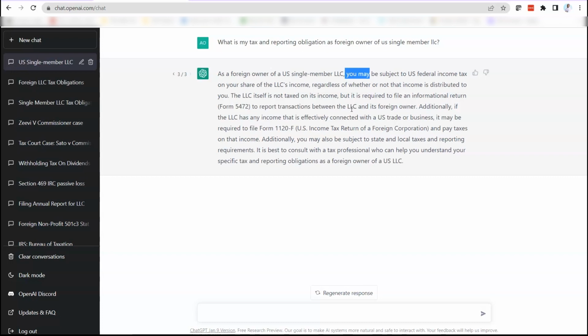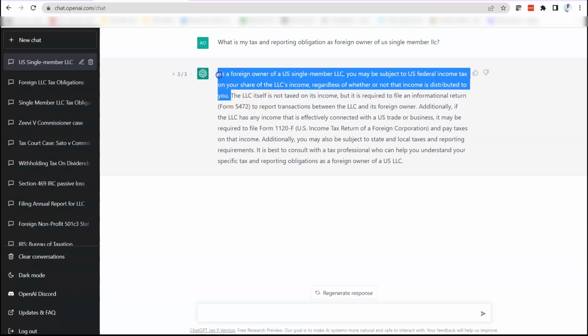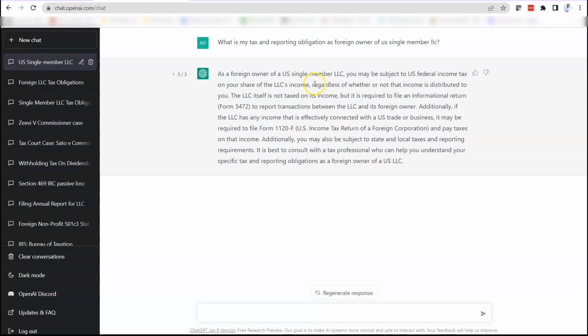So whenever it says you may, you need to do some soul searching, whether you have a U.S. source FDAP income for which proper withholding was not done, or you have U.S. effectively connected income to pay taxes on. So whenever it throws out this kind of words, then you need to do some soul searching. So here, I'm not going to punch holes much into this statement. It's fine. And it also says that even if the LLC does not distribute the money to you, you will still be taxed on it. That is accurate. So let's move on.